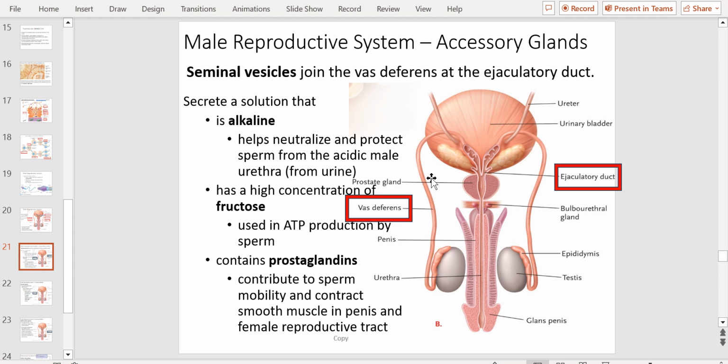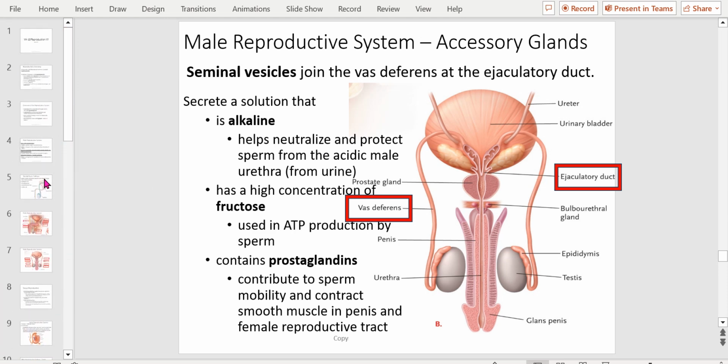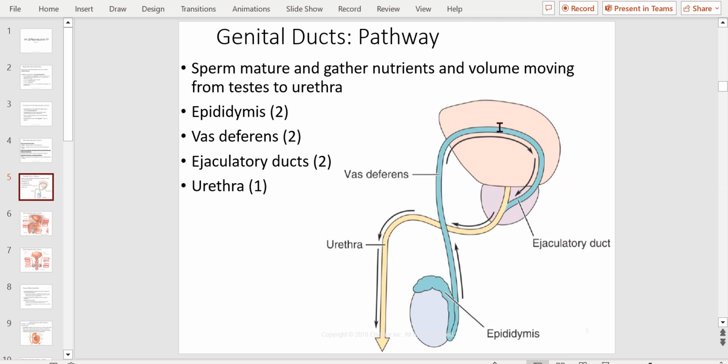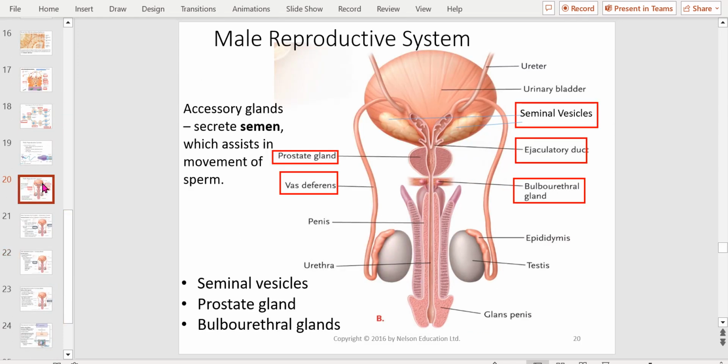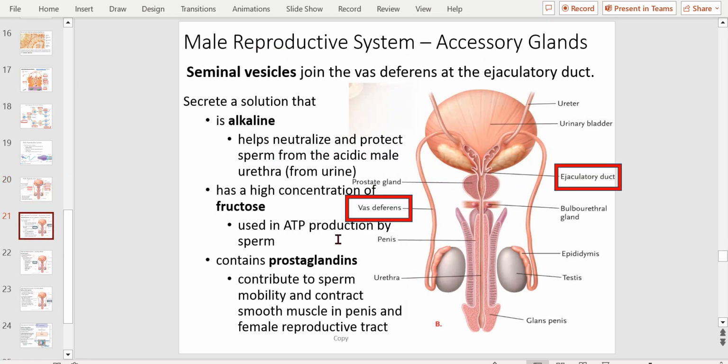The seminal vesicles join the vas deferens at the ejaculatory duct. So this is where we're at here. I just want to see what slide I'm on, 21, and go back to this one. So here we are, into the tail end of the whole structure. The seminal vesicles join the vas deferens at the ejaculatory duct. There's the ejaculatory duct, and seminal vesicles right in here.